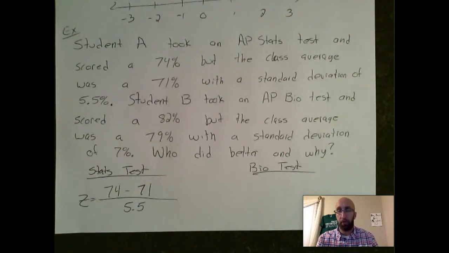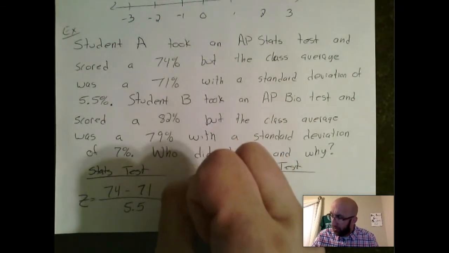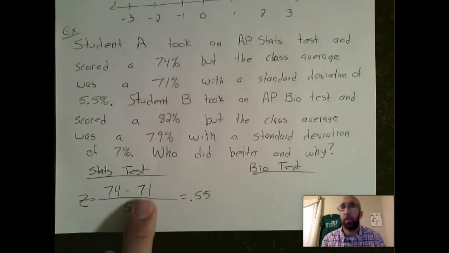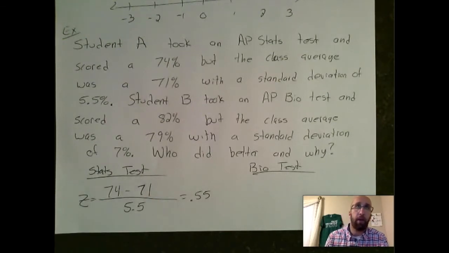So really quickly, if we do that, you're going to get a z-score of 0.55, because 74 minus 71 is 3. 3 divided by 5.5 is 0.55 if you round it to 2 decimal places. So there's my stats z-score. Going to do the same exact idea with my bio test, calculate a z-score, and then compare the two.